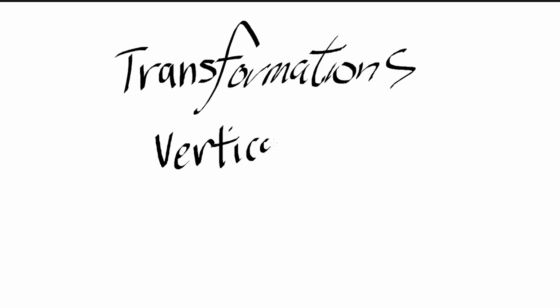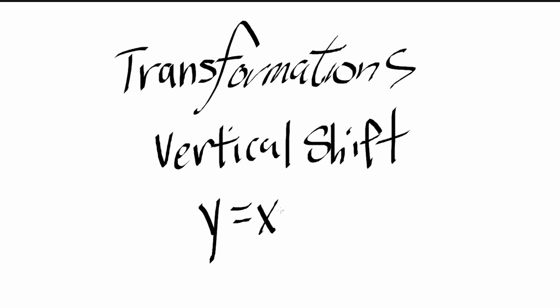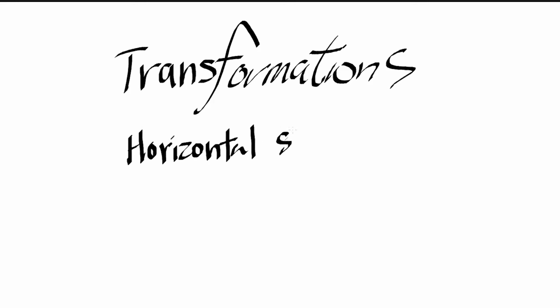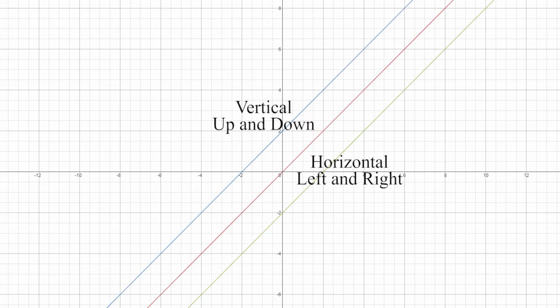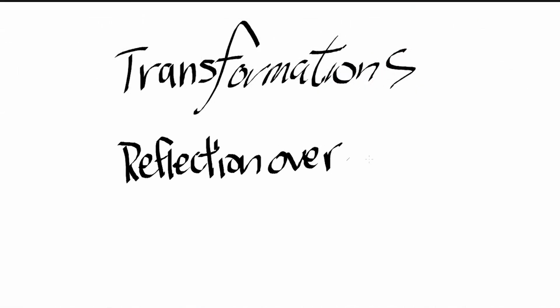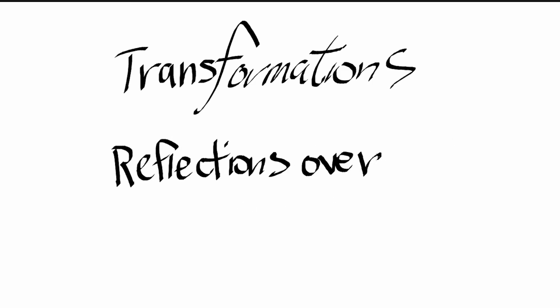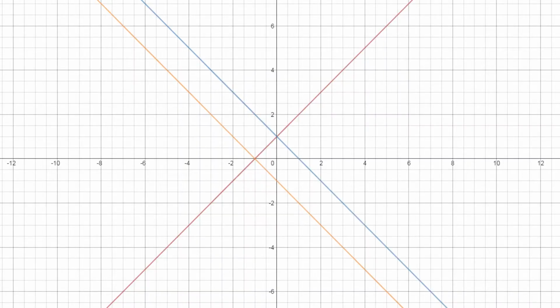A vertical shift results in the line moving across the y-axis, while a horizontal shift results in the line moving across the x-axis. Vertical shift goes up and down, and horizontal shift goes left and right. Reflection over the y-axis is y equals negative x, and reflection over the x-axis is negative y equals x.